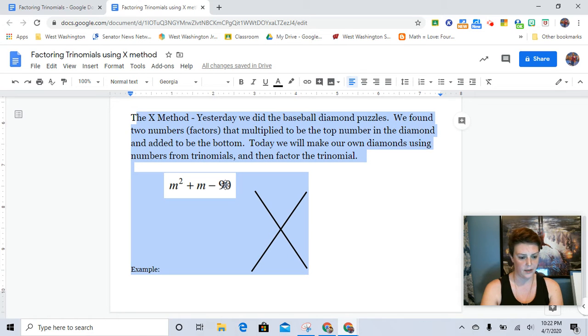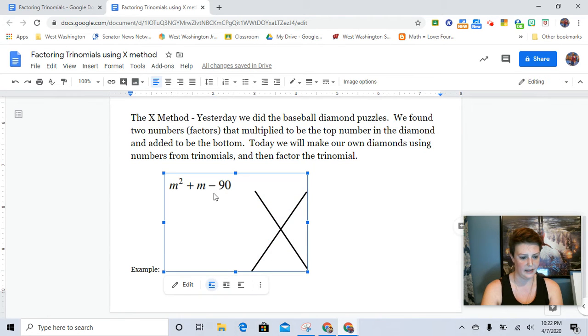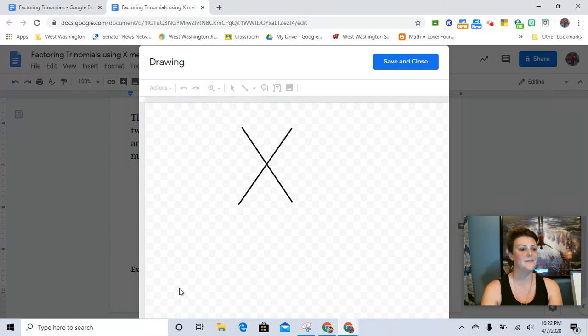This is actually a Google drawing, and so maybe I'll be able to edit it. There we go. Got this. My phone's going off, but that's okay.